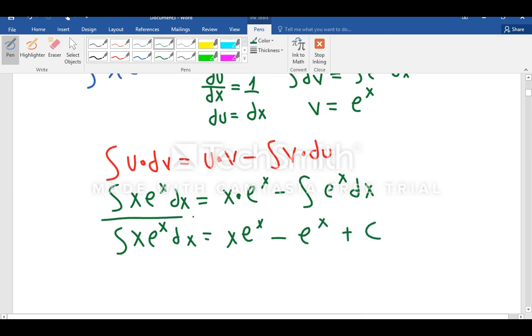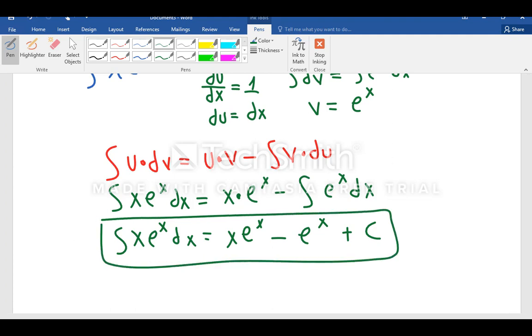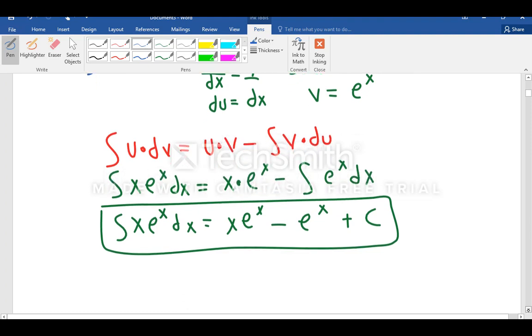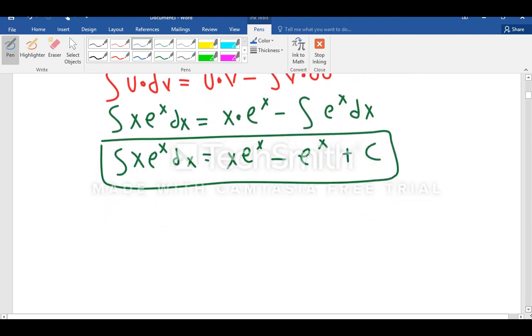So here's our final answer: the integral of x e to the x is x e to the x minus e to the x plus c. So there's a quick illustration of how by parts works. And what I'm going to do now is talk about the strategy that we're going to use when we do integration by parts. There are a couple of different mnemonics for remembering this.